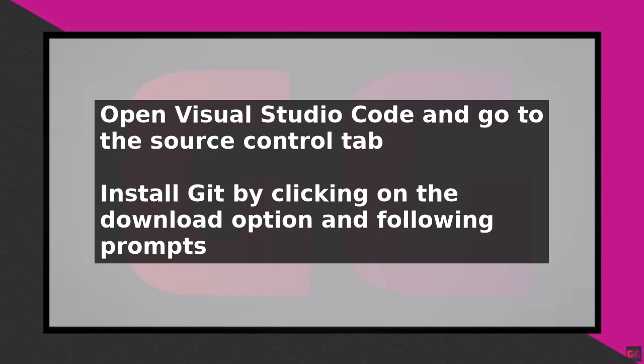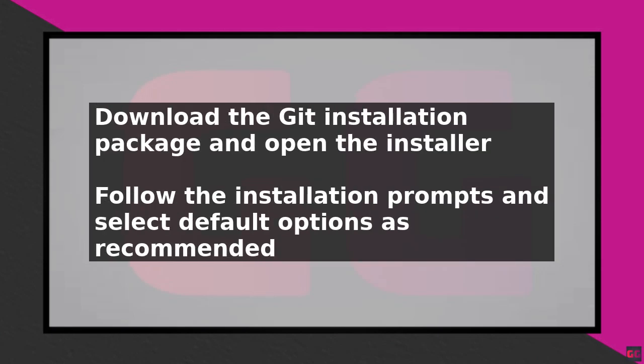This will take you to the Git download page for Windows, where you can click to download the installation package. When the download is complete, open the installer and follow the prompts, clicking Next and selecting the default options as you go. You will be asked to adjust your path environment, and it is recommended to select the option that allows you to use Git from the command line and third-party software. Continue clicking Next until you reach the end of the installation process.